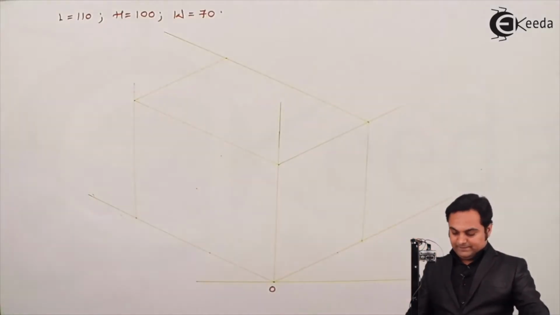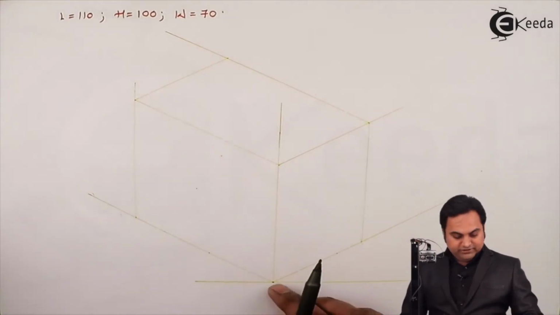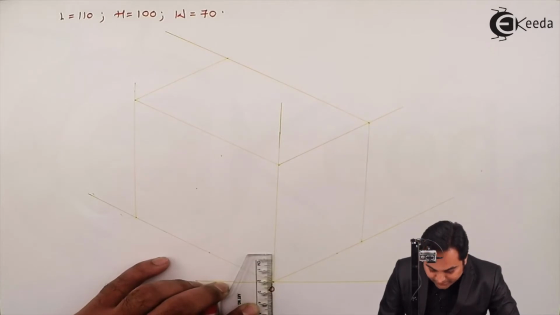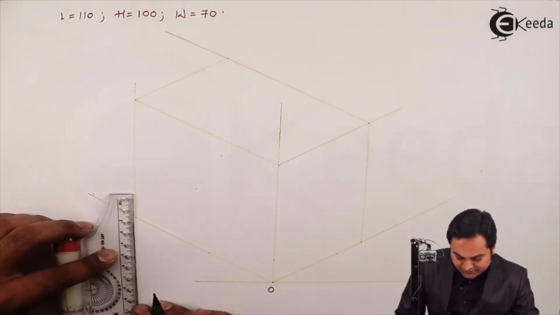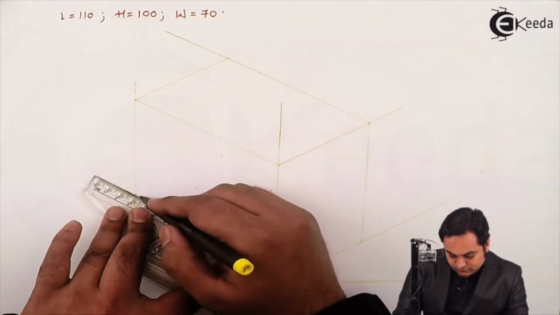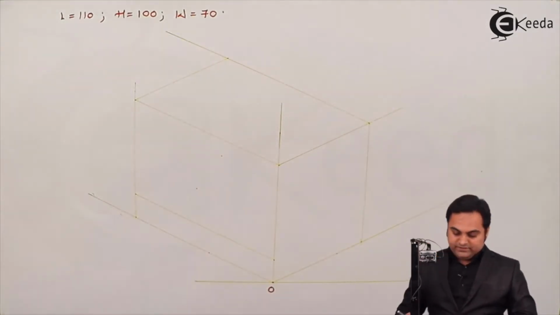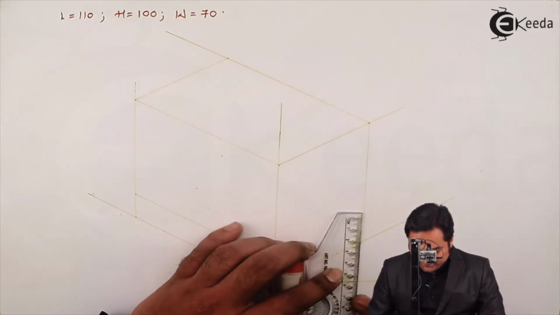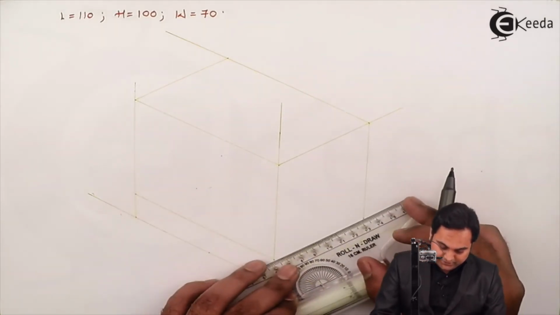So for that, heights are measured on the vertical lines. Here I am taking 20 mm, then 20 here as well, drawing a light line. Next, I'll measure 20 over here as well, joining them.